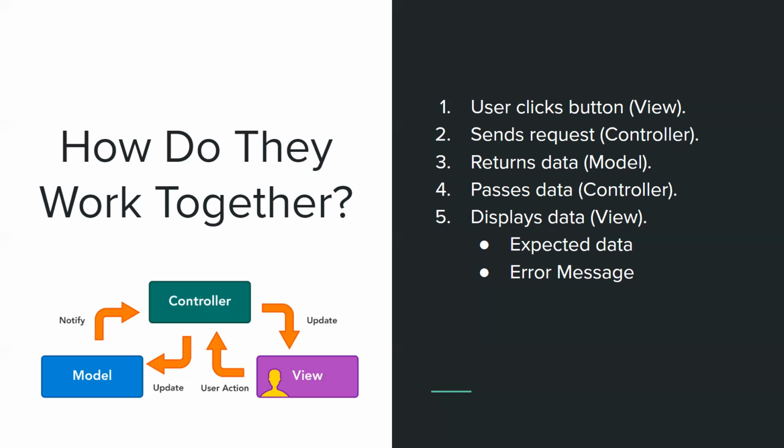Now that view can be a list of cats. Let's say that for whatever reason, the information that was returned from the model to the controller was actually some sort of an error message. Now the view can also display an error message to the user. So overall, that's how all those are working together. The view is sending information to the controller. The controller sends a request to the model for data. The model sends it back to the controller. The controller then sends that back to the view for the user to see.